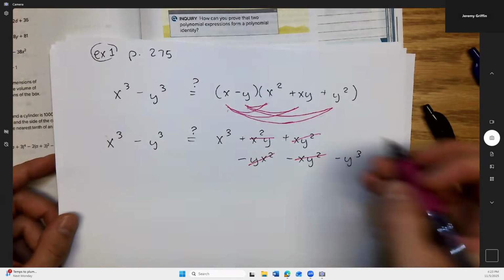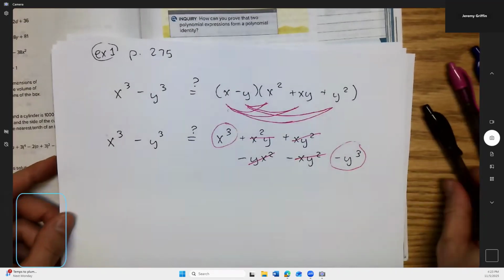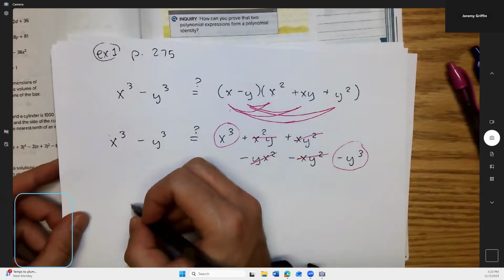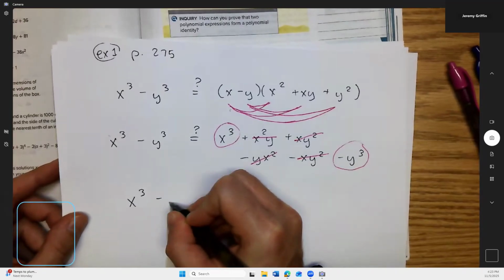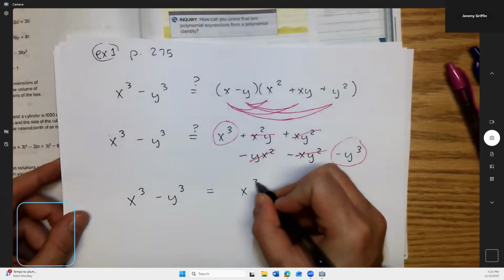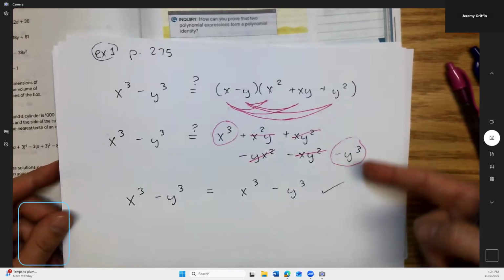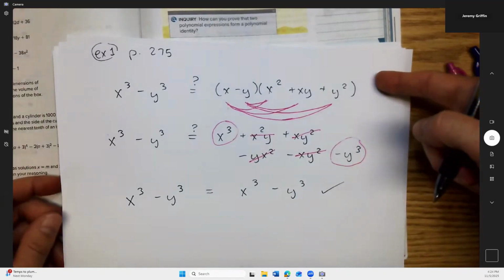Those cancel out too. So all I'm left with is this x cubed and this subtracting off y cubed, which matches the left side. It does. So x cubed minus y cubed, the difference of two cubes, is in fact equal to the expression. Okay, so what I just showed is that that beginning statement is in fact true.